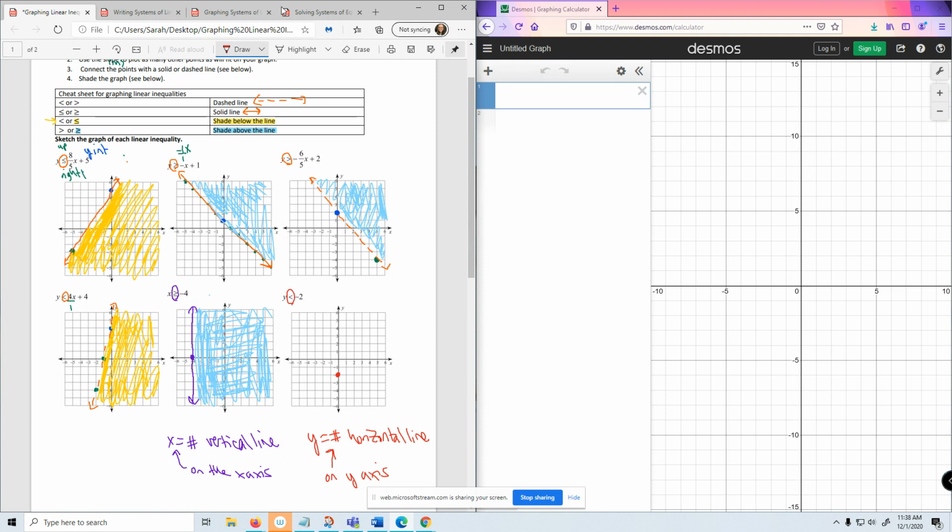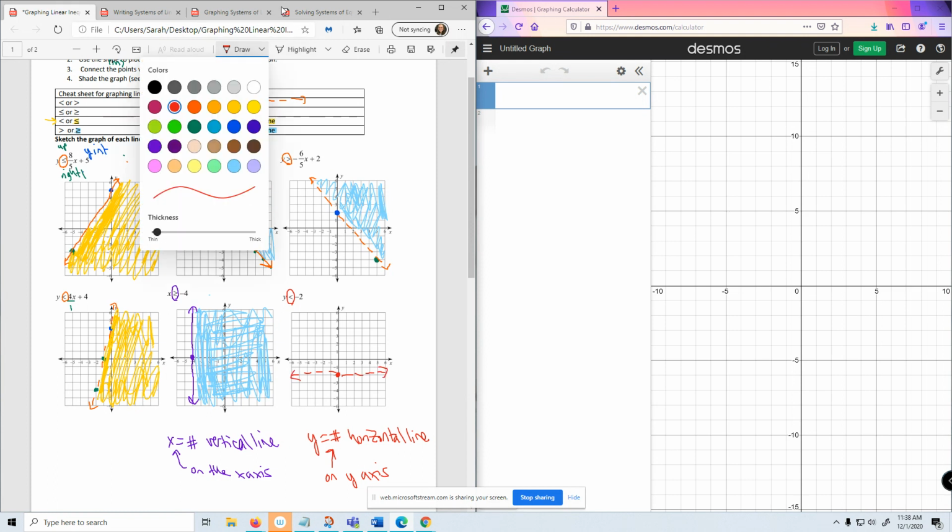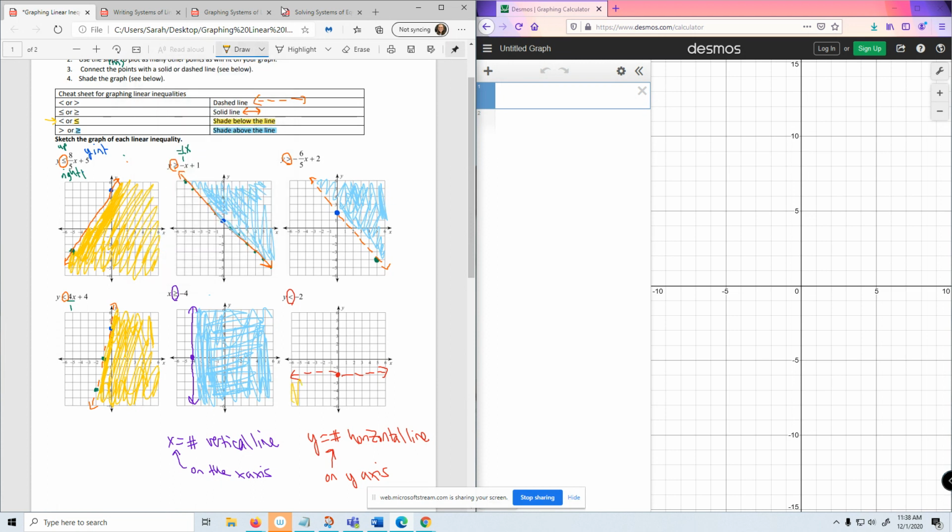Since it is a less than, it'll be a dashed line. That's not very straight, but you get the idea. And since it is less than, I'm going to be shading below. So everything underneath that horizontal line is part of our solution set.